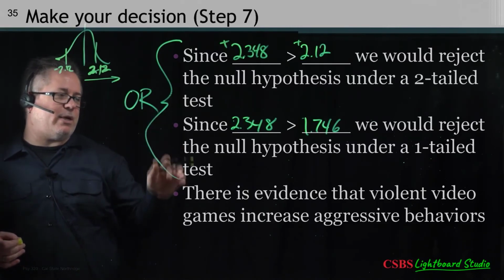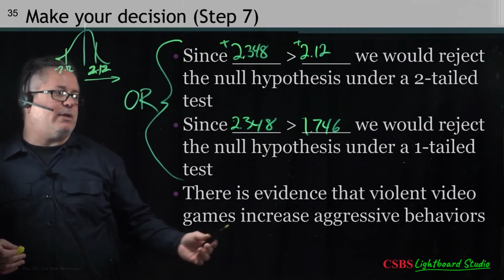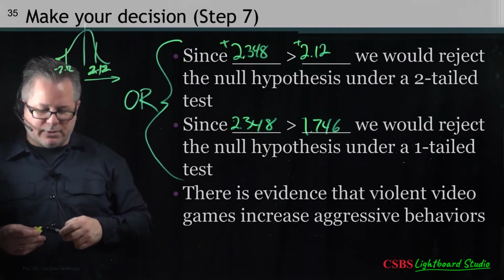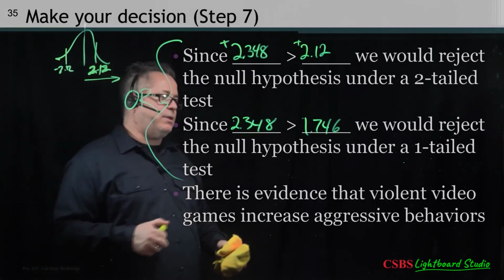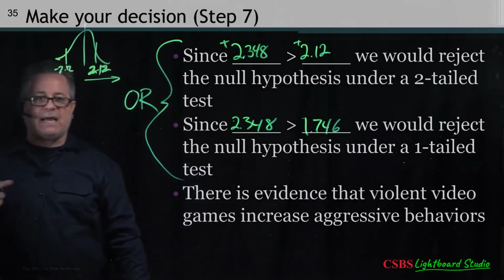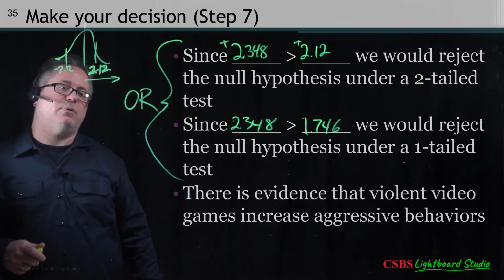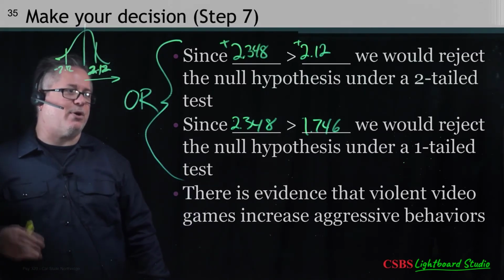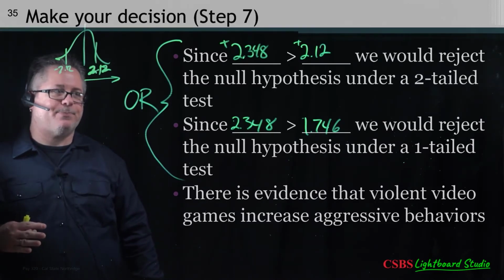So that means either way, there is evidence that the violent video game, Grand Theft Auto, increased aggressive behaviors. Okay, so this is a significant difference. There's some evidence to support that the amount of aggressive behaviors after gameplay was higher for Grand Theft Auto than it was for Lego City Undercover. Okay, and that's all 7 steps.